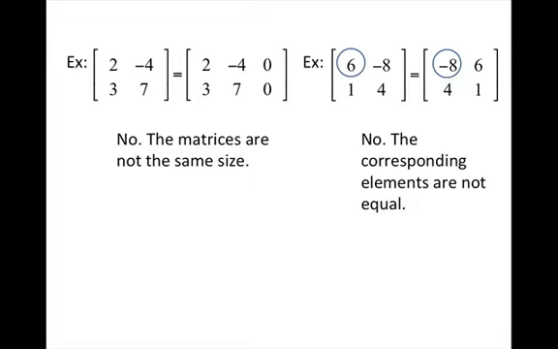These two matrices have the same elements, but the order is not the same. The two columns have been reversed. If you switch the columns or the rows, the matrices are not equal.